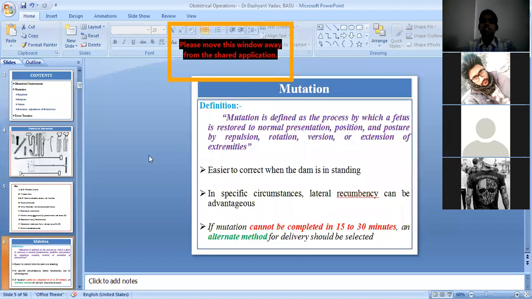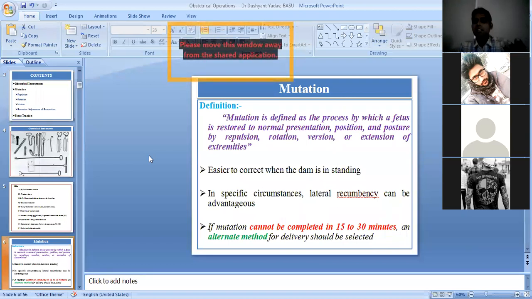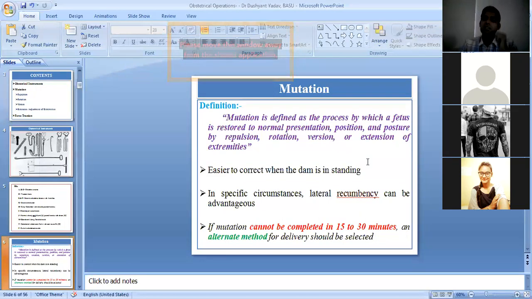Mutation is, as I defined, those obstetrical operations which correct the normal presentation, position, posture. If the normal presentation, position, posture is not there, then it is called malpositioning of the fetus. So the mutation only corrects the malpositioning of the fetus. It is easier to correct when the dam is standing. Previously, people thought the standing position is easier to correct the malpositioning of the dam. But now it is less common in handling dystocia in the standing position. In the Indian context, lateral recumbency is very advantageous.